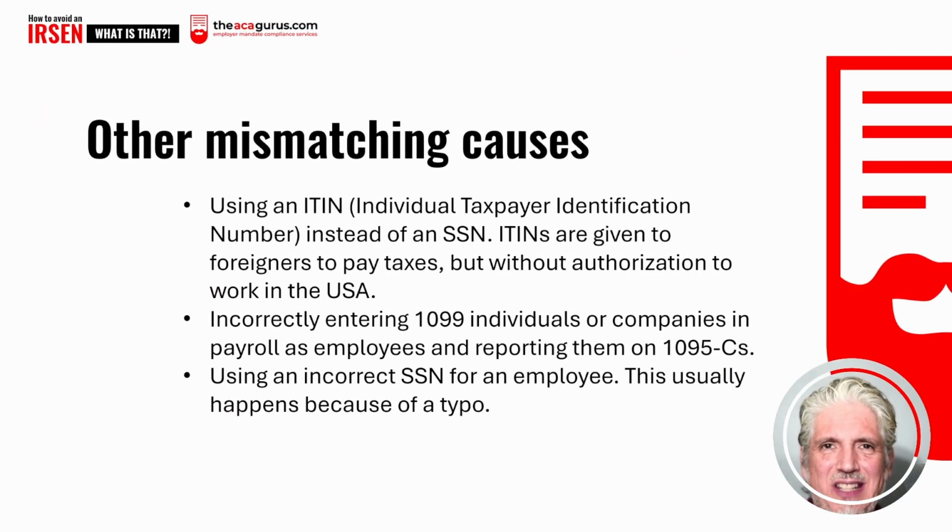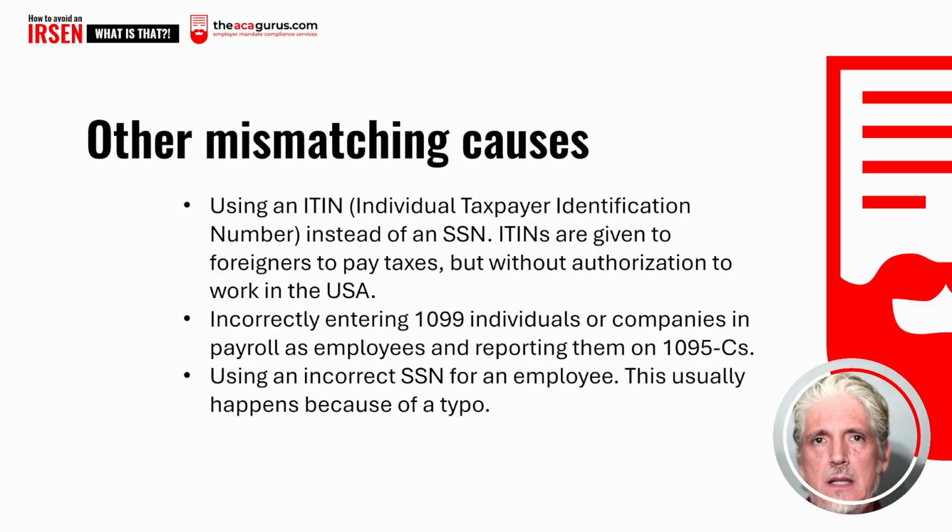Another issue is using an ITIN, which is an individual taxpayer identification number, instead of a Social Security number. ITINs are given to foreigners normally to pay taxes, but do not authorize them to work. What we've seen over the years is that many companies hire employees using the ITIN, and they submit the taxes and everything, and the IRS is only concerned about the taxes, so they want to collect them. So they just accept the number and process it under that name, and that's totally fine because they have that person in that name.